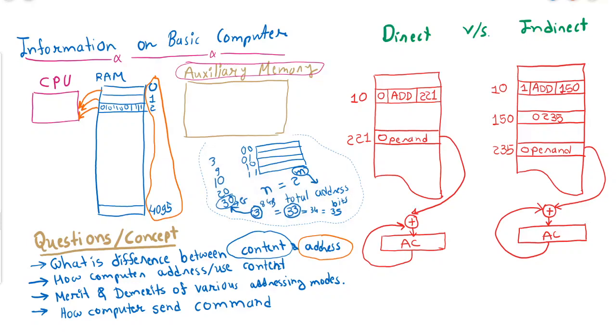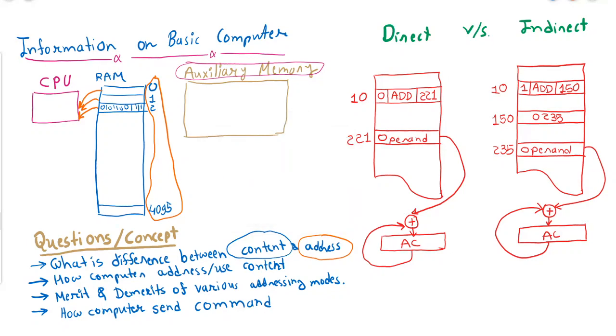Clear with this? Okay, so we are done with our first question, that is, what is the difference between content and address. So I hope you are now clear that if I say we are having 4 KB of RAM, then how many bits will be required? 10 bits for 1K, 11 bits for 2K, and 12 bits for 4K. So here the total number of address bits required to specify a single memory location in the RAM will be 12.